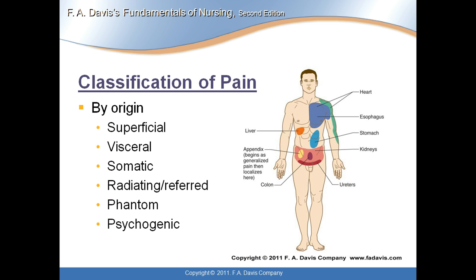So classification of pain. By origin, it could be superficial, which is skin or subcutaneous tissue. It could be visceral pain, which is deep internal pain, which usually involves the abdominal cavity, the cranium, or the thorax. It could be deep somatic pain, which involves ligaments, tendons, nerves, blood vessels, and bones. Or it could be radiating pain, which starts at the origin but extends to other locations. It could be referring pain, which occurs in an area that is distant from the original site.